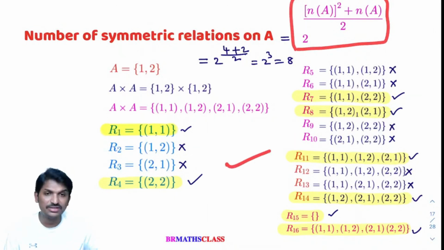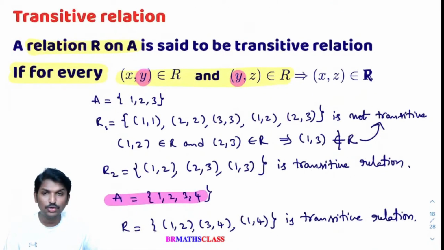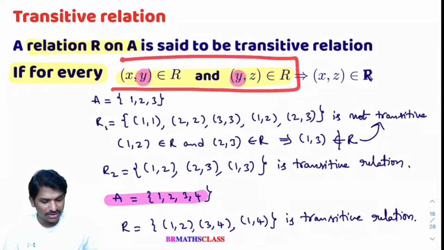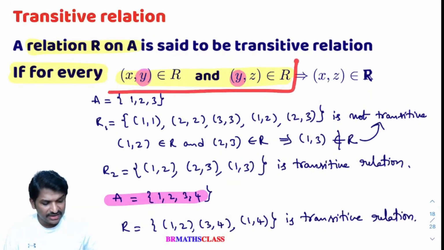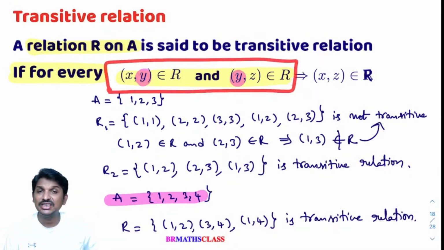That I explained by taking some examples. Okay. Next, you learn the transitive relation definition. When x comma y and y comma z exist in the relation, then only we look for x comma z. If x comma z belongs to R, then we say that the relation is transitive. Otherwise, we say that it is not transitive. When you are unable to identify x comma y and y comma z in the relation, in such a case also we say that that relation is a transitive relation.